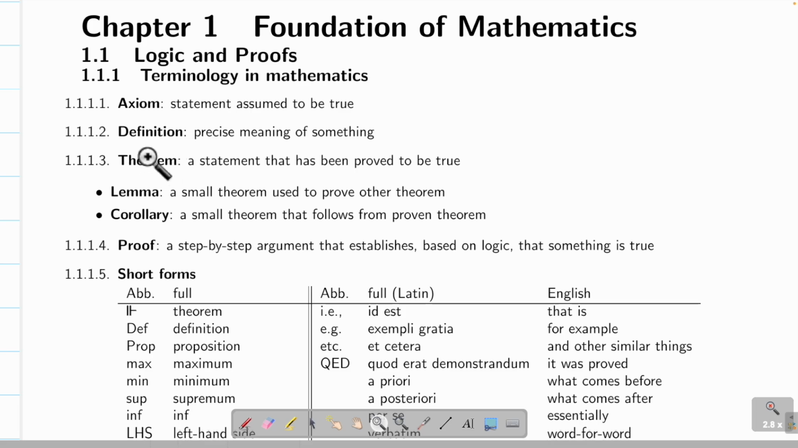What is a definition? Definition means something A defined by B, or using B to define A. And we usually write DEF because we just don't want to spell the whole word. Theorem, what's a theorem? A theorem is something that is proven to be true. And there are two special cases. One is called lemma and one is called corollary. Basically, a lemma is used to prove this guy, and this guy will prove this guy. So what are these? These are just small theorems. That means some theorems are very important, some are not so important, so we give them special names.